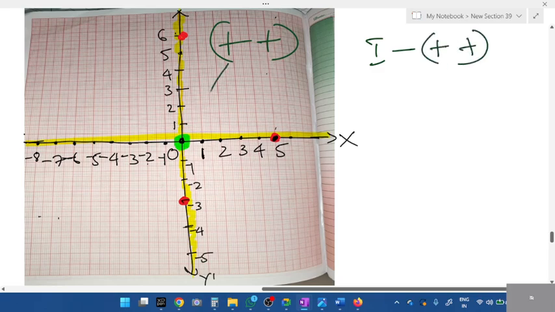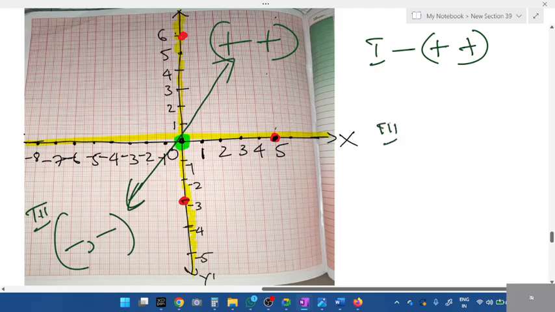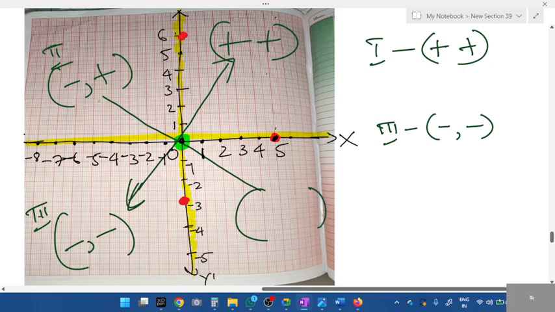Opposite to first quadrant, which quadrant is this? Third quadrant. In third quadrant, remember opposite side. Both are plus, so both will be minus. Third quadrant, both will be minus. Second quadrant, what will be the value, students? One is negative, x is negative, and y is positive. Opposite to that, it is just the reverse. Minus plus will become plus minus.